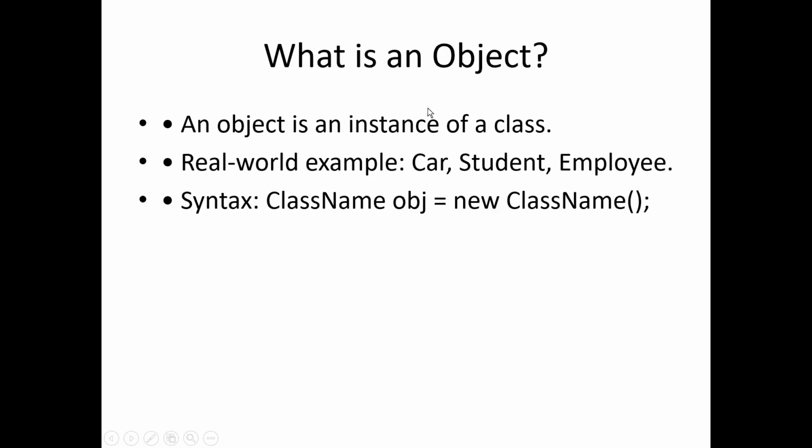Then we will see what is an object. An object is an instance of a class. Here we can see the syntax for creating the object of a class. For creating the object of a class, we will use new as a keyword. Using new followed by the class name and parentheses, we can create the object of a class. Here obj is called a reference variable. You can give any name to the reference variable.